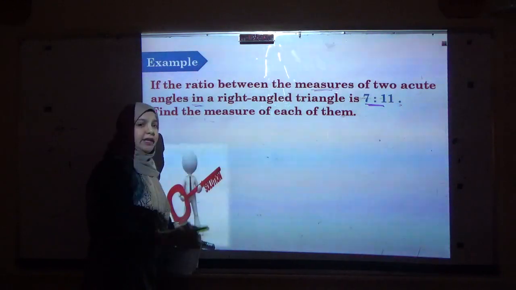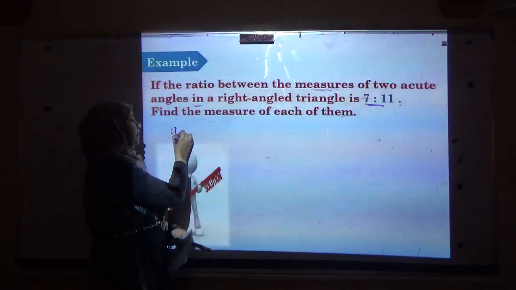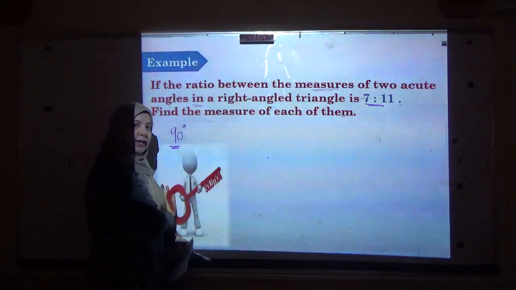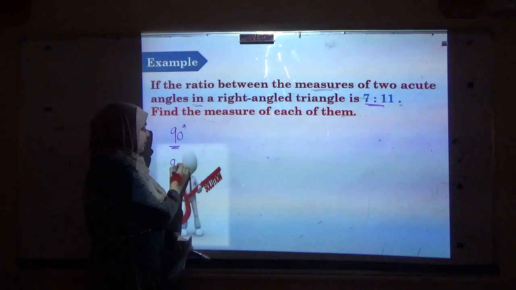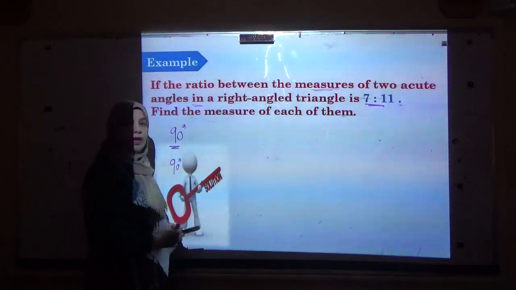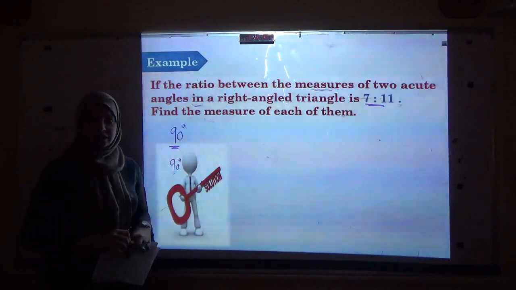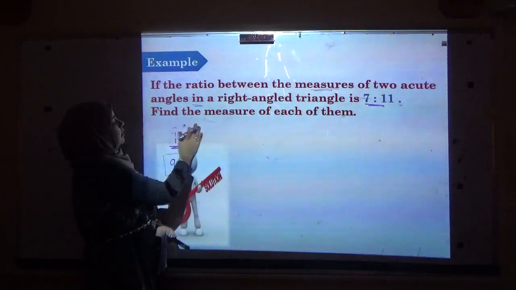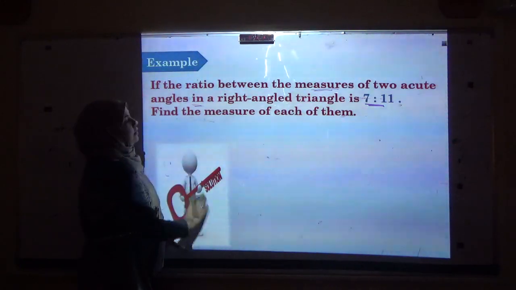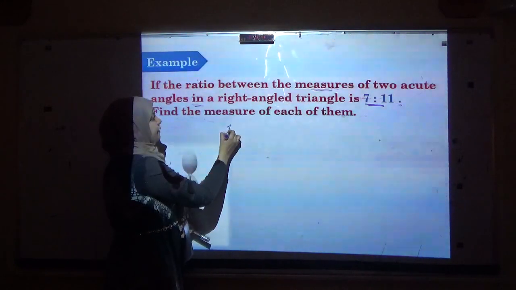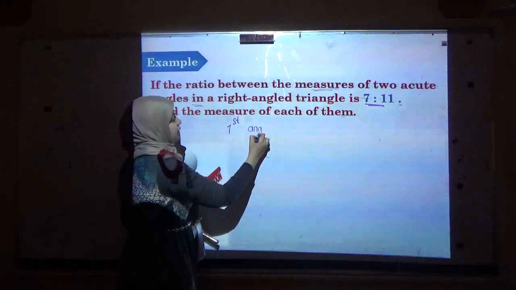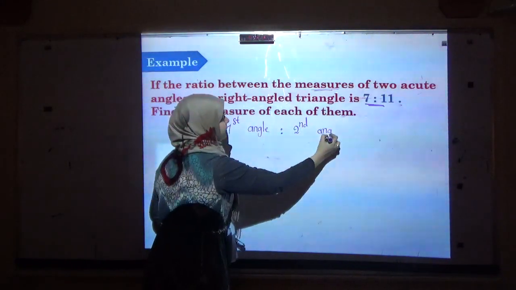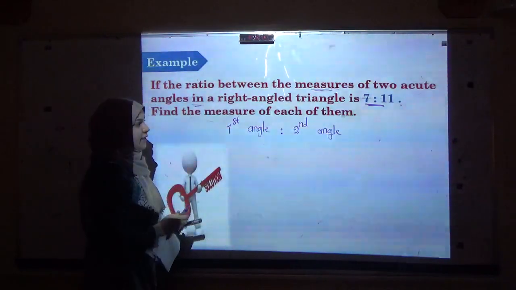In the right angled triangle, we have one right angle with measure 90 degrees. So the sum of the two acute angles is 90 degrees. Then the sum of two acute angles in any right angled triangle equals 90 degrees. To find the measure of each of them, he gave us the ratio between the two angles. So first angle to second angle, the ratio between them 7 to 11.